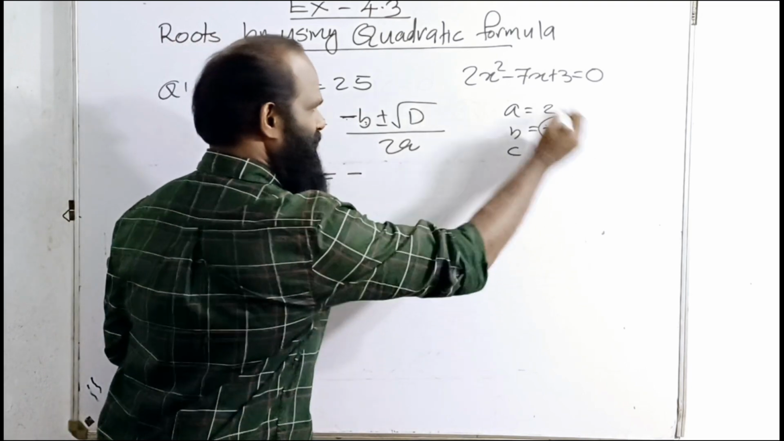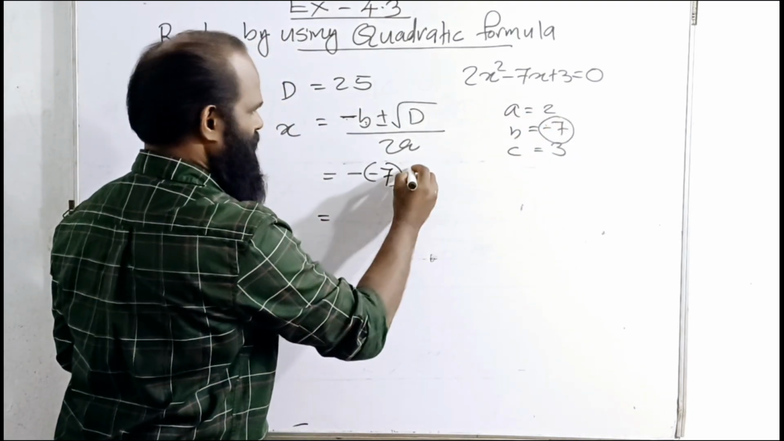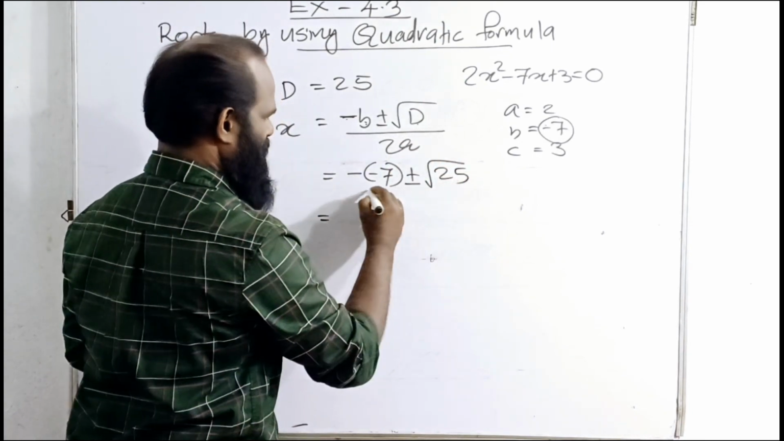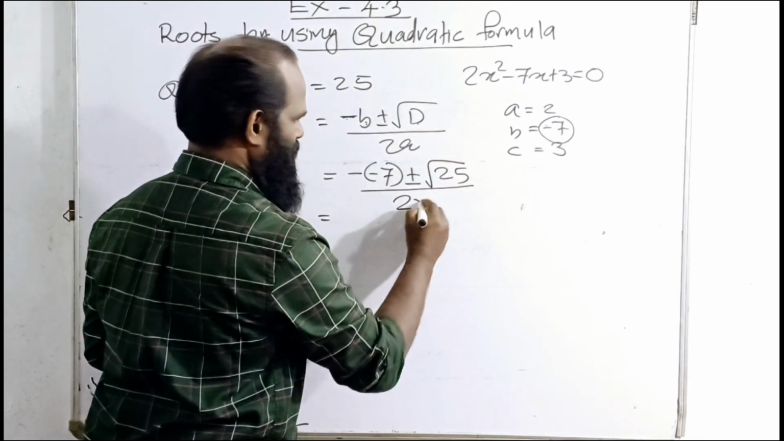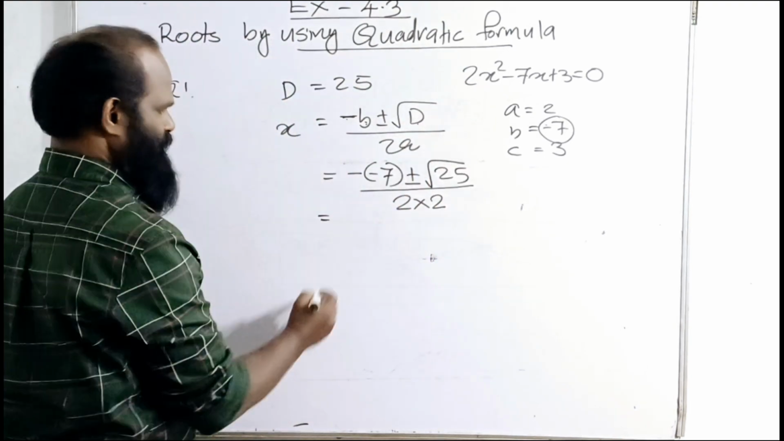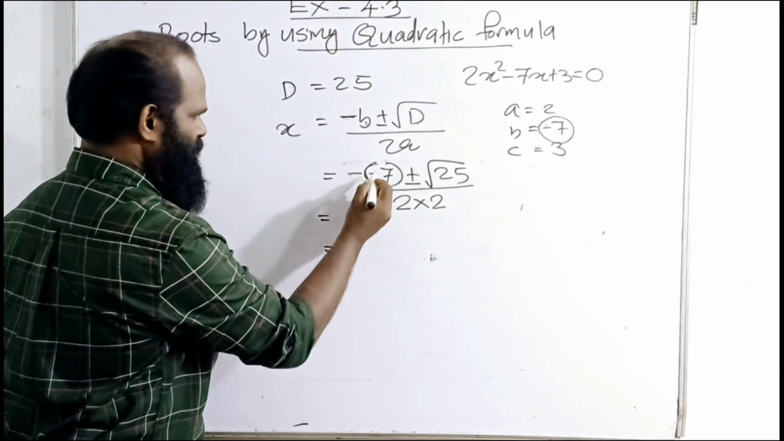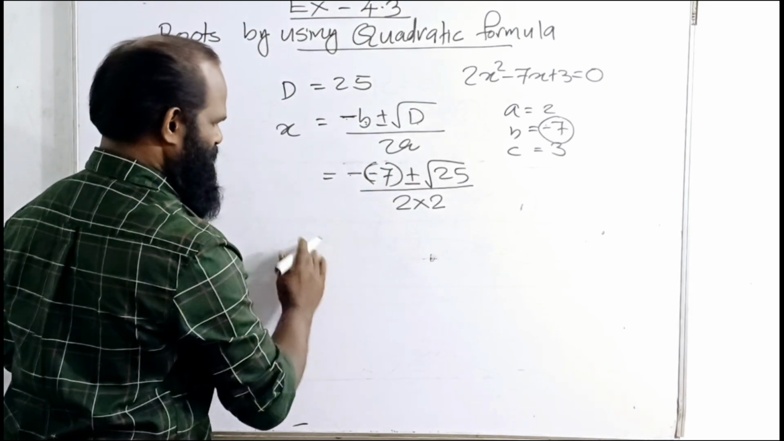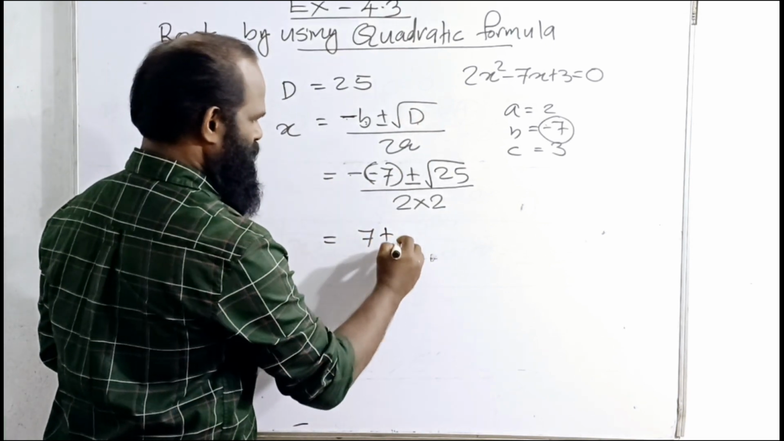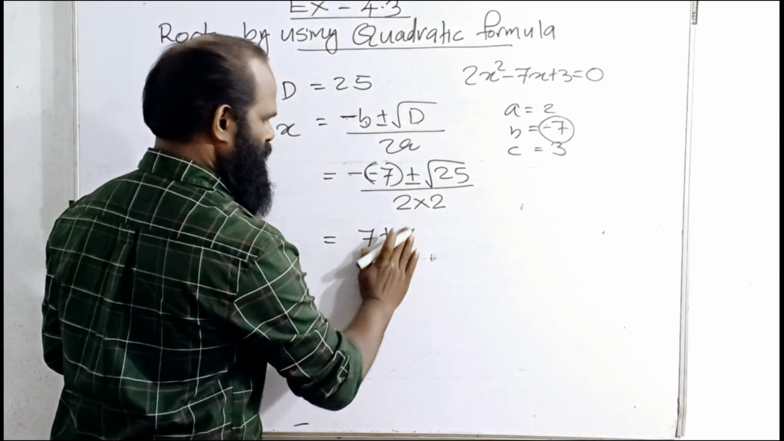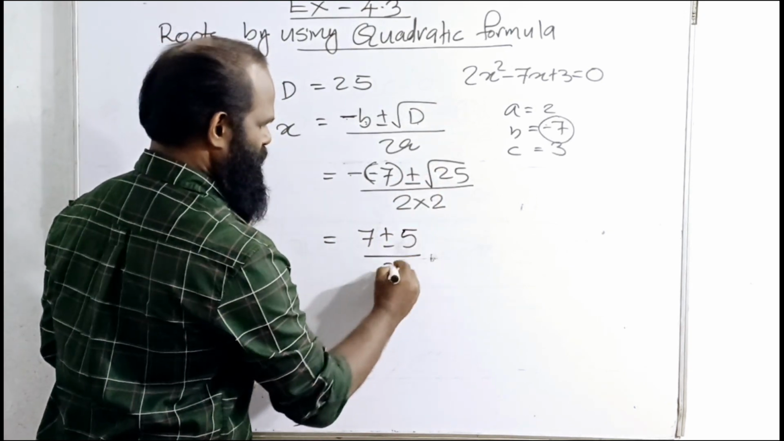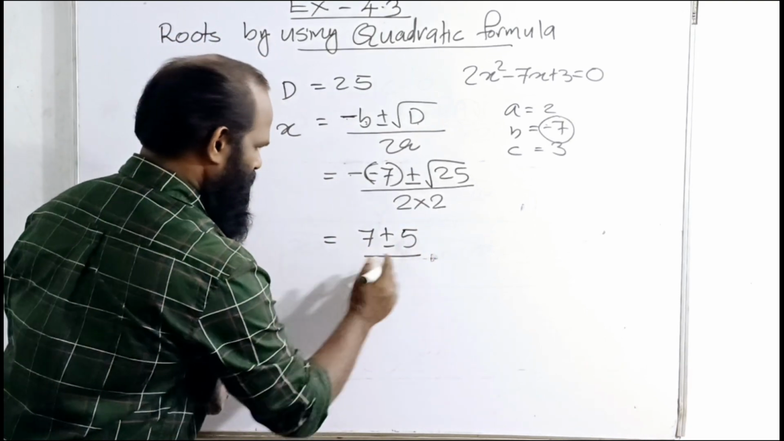Minus b, that is minus of -7, plus or minus root D, which is 25, divided by 2 into a. A is 2, so 2 into 2. Negative into negative is positive. Positive 7 plus or minus root. Okay, let's find out the root of 25. Square root of 25 is 5, divided by 2 into 2, sorry, 4.